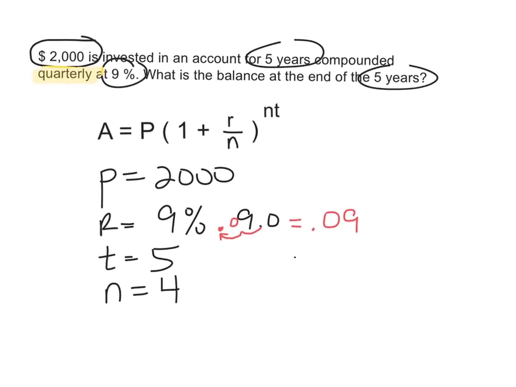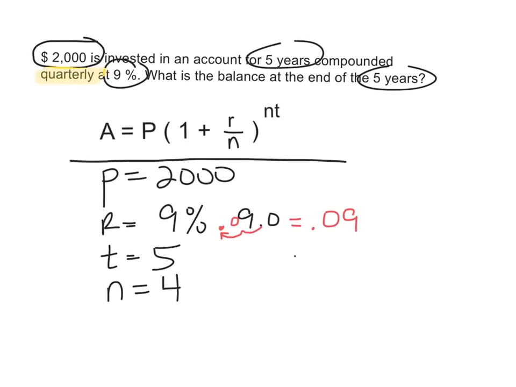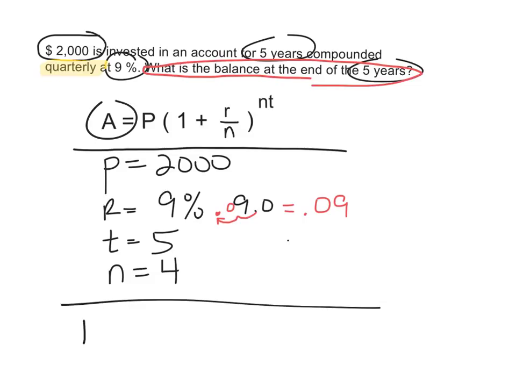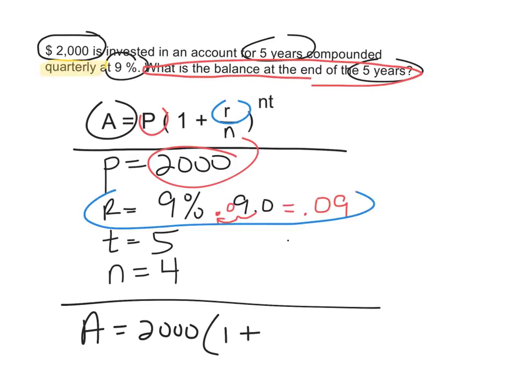So what we're going to do is plug into this interest formula and see what the balance is, how much money is going to be in the account after 5 years. So we're going to have A, which represents the balance. That equals the principal, which is $2,000, parentheses, 1 plus, well, letter R we said was 0.09.